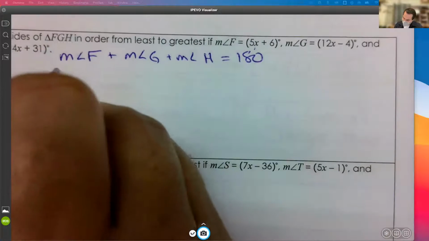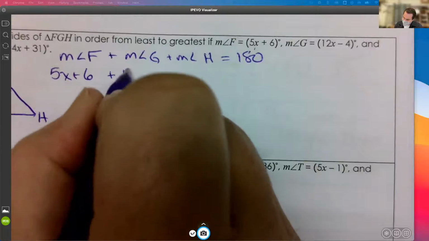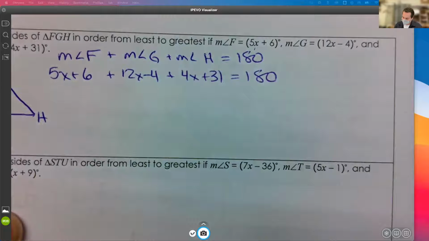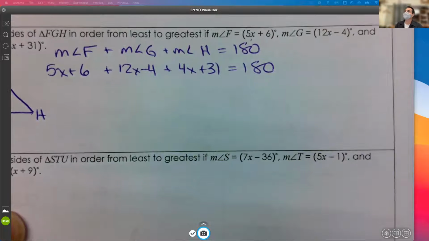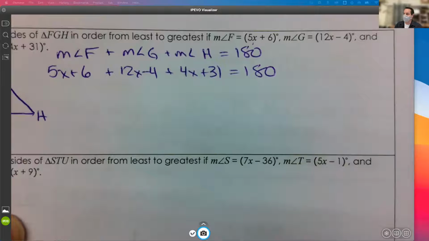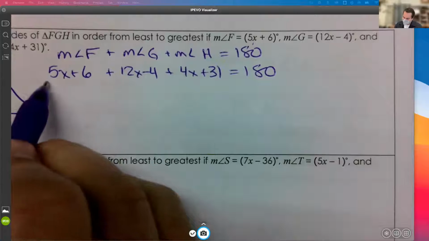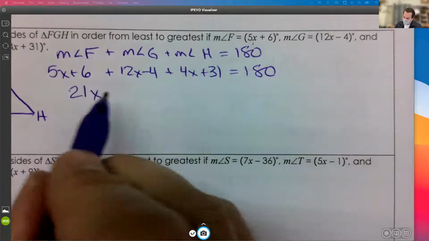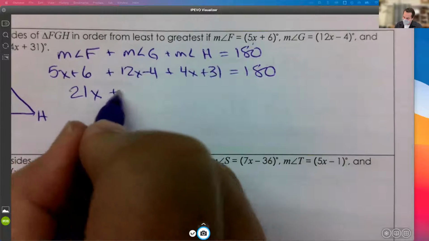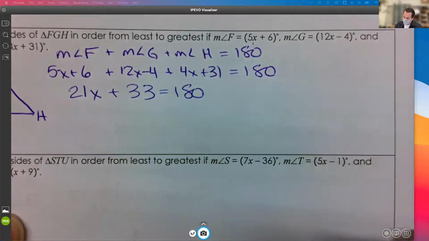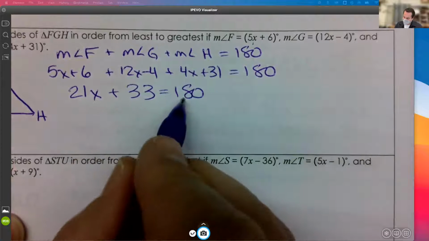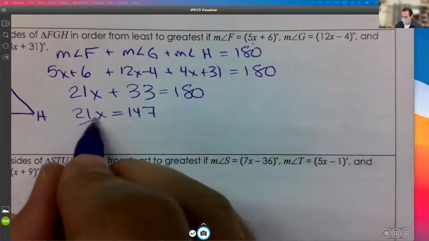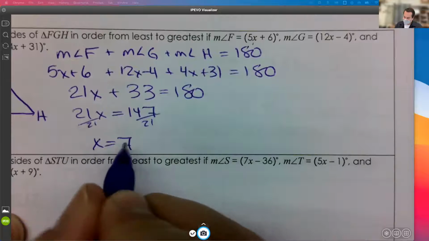So I can create this equation, and then I can replace it with the algebraic equivalents. That looks like a one variable linear equation. So I've got 5 x's and 12 x's and 4 x's all on the same side of the equation. So that's 21 x's. 6 minus 4 is 2 plus 31 is 33 equals 180. I'm going to subtract 33 from both sides. So I get 21x equals 147. Divide by 21. And I get x equals 7.